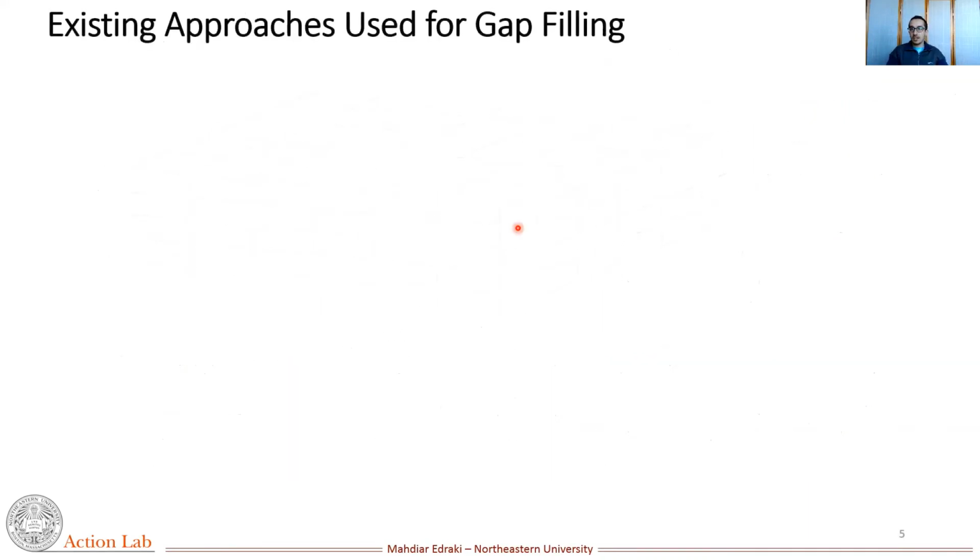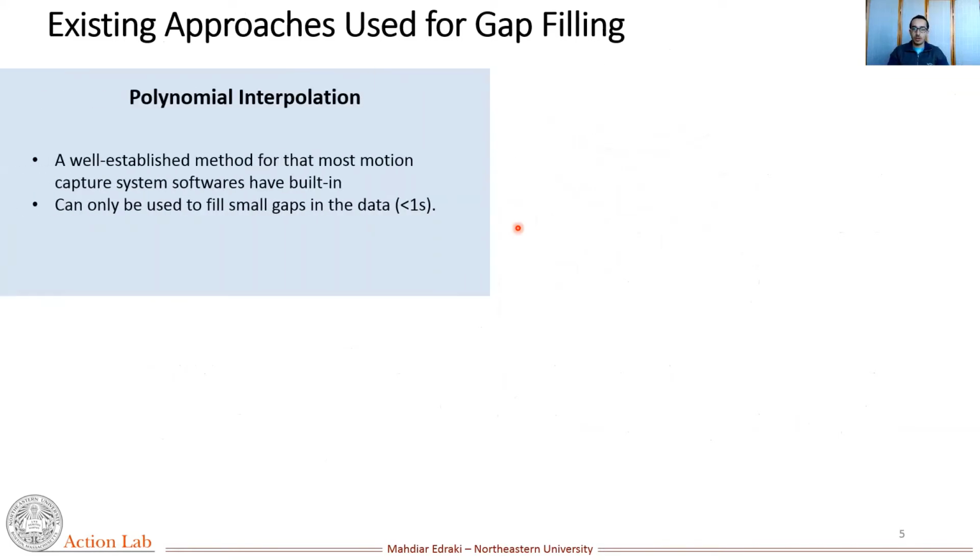Before we discuss our approach to gap filling, let's look at the existing approaches that can be used to fill such gaps. First one is polynomial interpolation. This is a well-established method that most motion capture systems have built in. It basically fits a polynomial to the data and estimates the position of missing markers. The main issue with this approach is that it only works well with short or small gaps, such as less than 1 second of missing data. As the gaps get larger, this approach fails to accurately estimate the marker position.